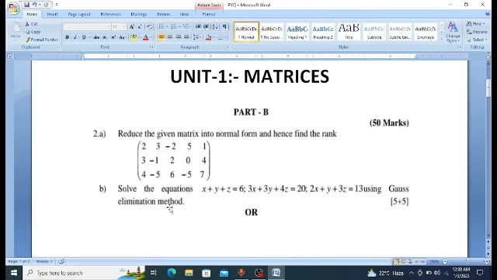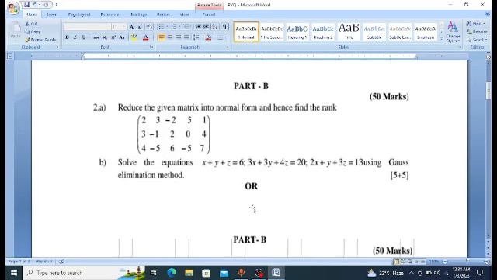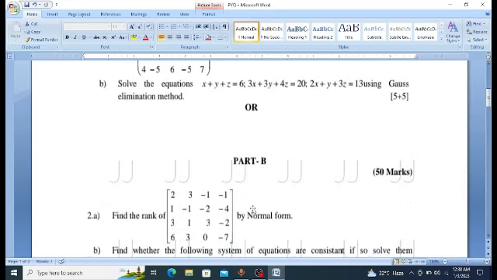Then write the equations from the echelon form of the augmented matrix A by B and solve those equations. You will get the values of Z, Y and X. So this is how we will find the solution of the given system of equations using the Gauss elimination method.